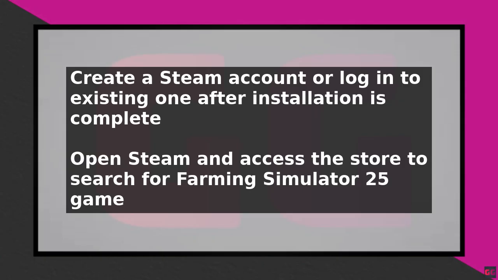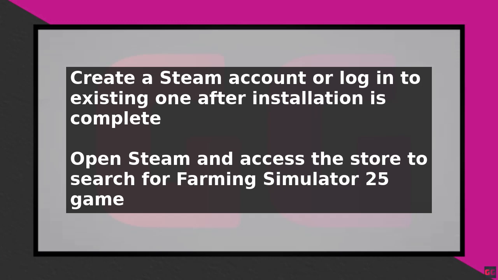Once Steam is installed, open it and create an account if you don't already have one, or log into your existing account. From the Steam store, click on the search bar and type in Farming, which should bring up Farming Simulator 25 as the first result.